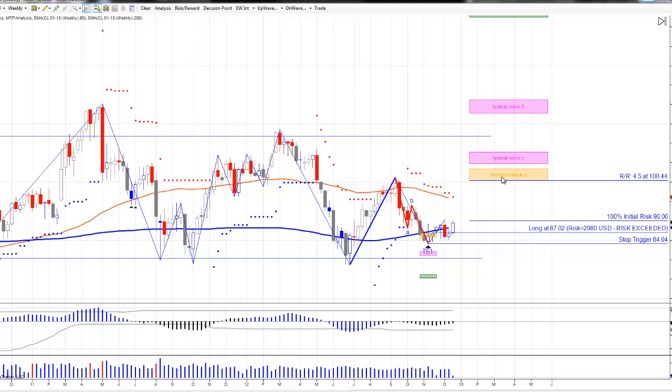At this point, we'll see if it gets to the target or not. If you did take this and you moved your stop to break even, it would have already stopped you out. But we'll see if it does go on to the target there, or if it does roll back down and actually hit that 80, get into that $80 support area.